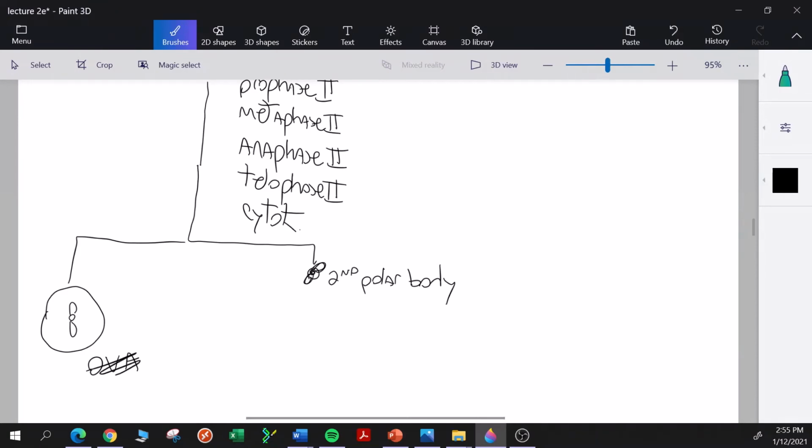Well, I better, you know what? Technically, this is the ootid, which then undergoes some more development to be the ovum. Ova is plural.